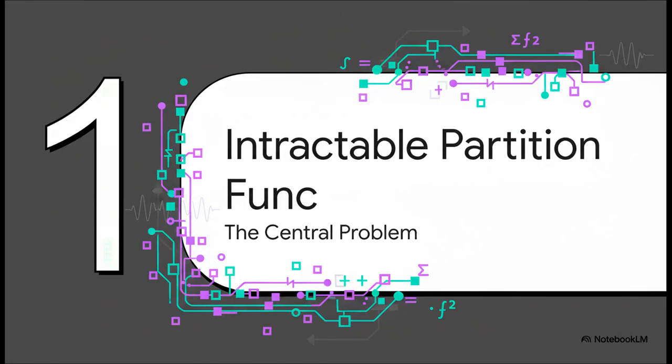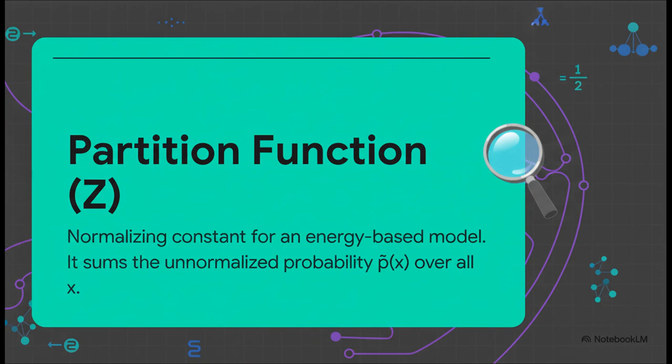Okay. First things first. Before we can even talk about the solution, we have to have a deep respect for the problem. And really, the entire challenge of training these models boils down to one single value that is just a computational nightmare to calculate. And this is it, the partition function, pretty much always just called Z. Now, on paper, its job looks totally straightforward.